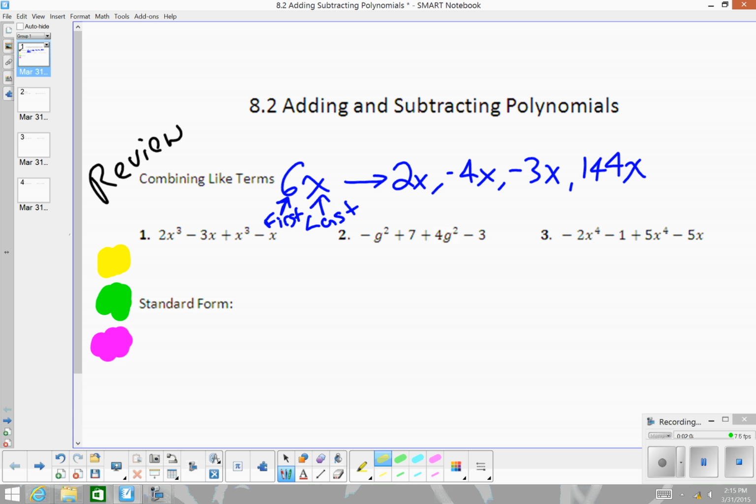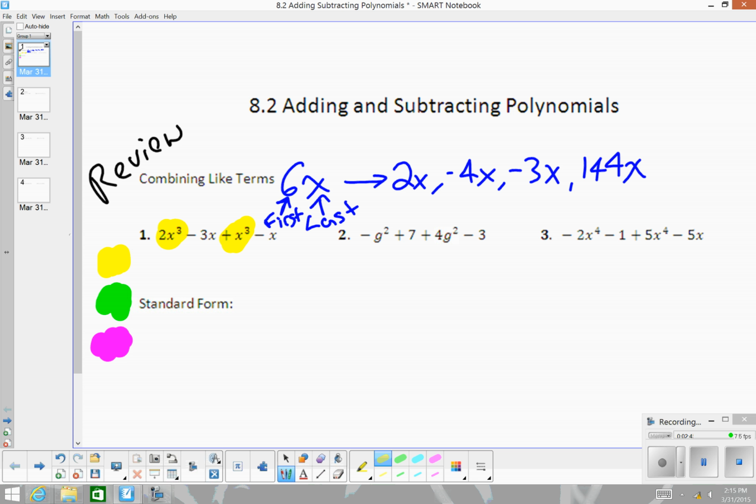So if I have 2x cubed, I'm going to highlight everything that is in the same family as 2x cubed. Well, his last name is what? X cubed. So let's go negative 3x. Nope. What about positive x cubed? That's in the same family, right? Good. Now remember, always when we combine like terms, we take the sign that's in front of the number that's in front. So in this case, we have a positive 1x cubed. Okay, good. So I'm going to do those in yellow.